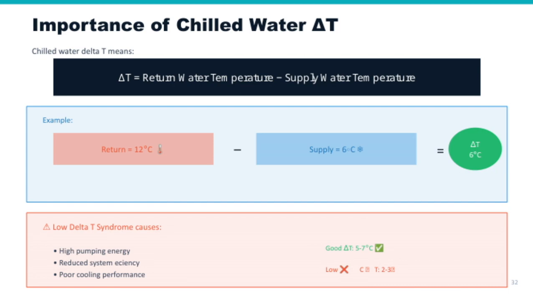When this difference is low, around 2 to 3 degrees Celsius, it's a problem. It means the system is working harder, pumping more energy, but with less efficiency and poor cooling. A good delta T is between 5 and 7 degrees. For example, if supply water is 6 degrees and return water is 12, that 6-degree difference signals the system is running well. Getting this right matters.